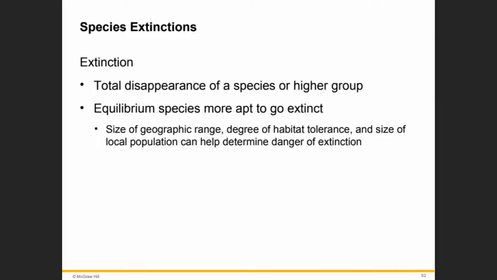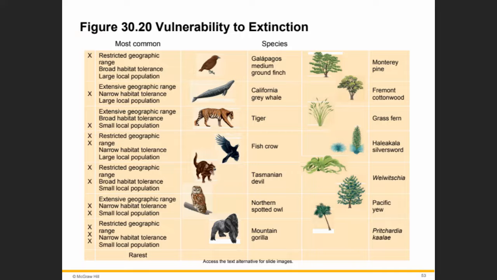We're arriving almost at the end. Extinction is the total disappearance of a species or higher group. Equilibrium species are more apt to go extinct because the size of geographic range, degree of habitat tolerance, and size of local populations can help determine danger of extinction. And those are the most common species at risk of extinction.